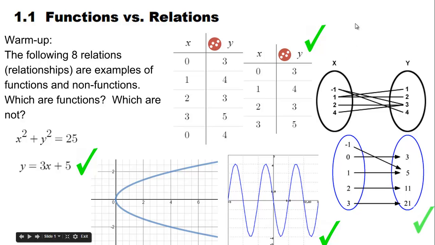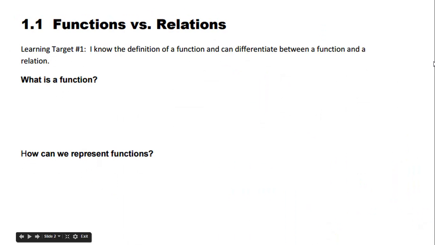And with the mapping diagram, we call this a mapping diagram because it just maps x to y. It's just a visual way to show inputs and outputs. Usually the outputs are in order. That's the difference from the table of values. But this guy is the function, this guy's not. So the question is, what is a function?